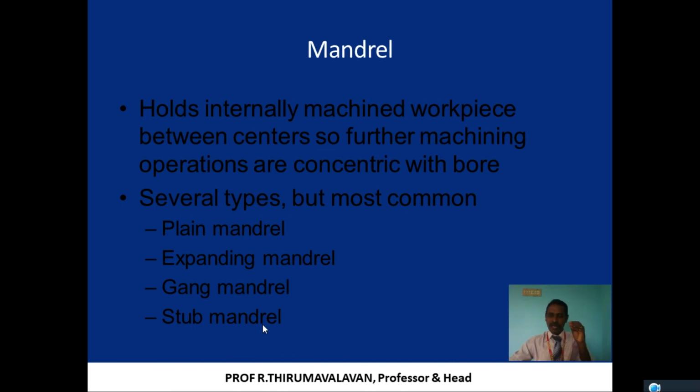With a plain mandrel, we can fix only one job. With an expanded mandrel, it automatically expands, so we can hold different diameters easily. Gang mandrel means many jobs, maybe 3 jobs or 4 jobs, will be fixed on the same mandrel, so that is what we call gang mandrels. Another one is the stub mandrel, where we fix the job at the end.